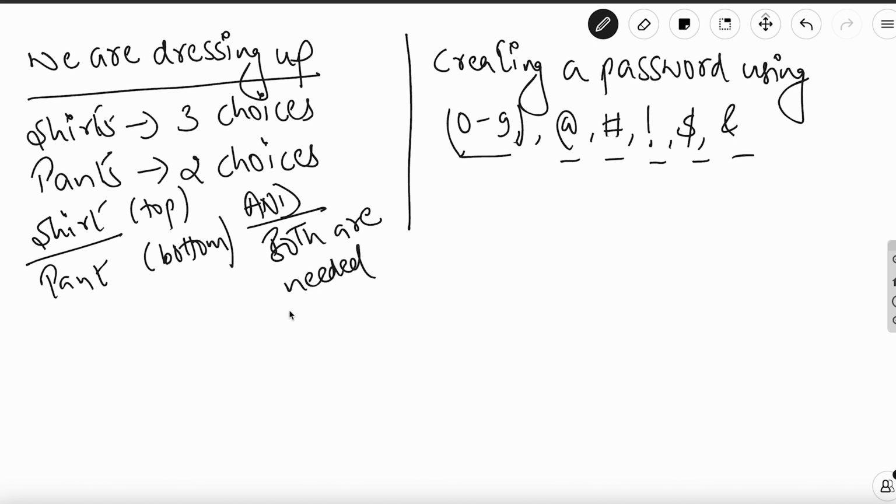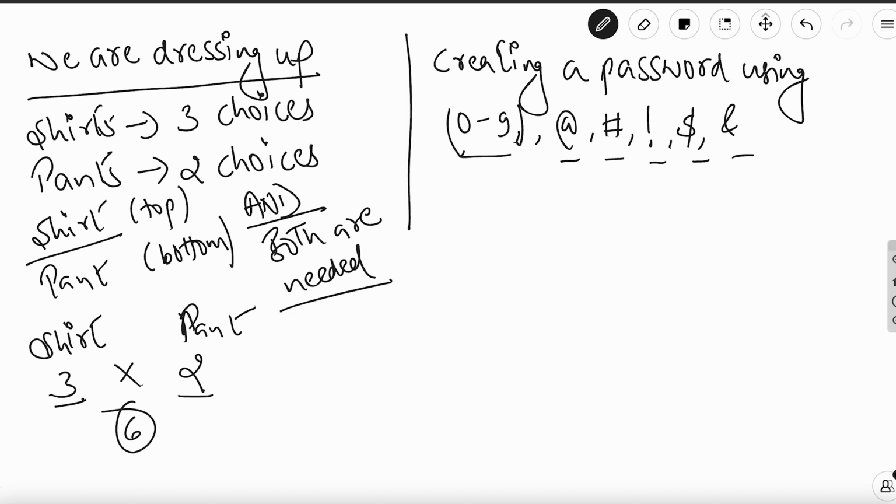So for shirt and pants, we have three choices for shirts. We can select shirt number 1, number 2, or number 3. Similarly, we have two choices for pants. We can have one pant or we can have two pants. Since choices are happening one after the other, they are 3 into 2. So the final outcome will be 6.